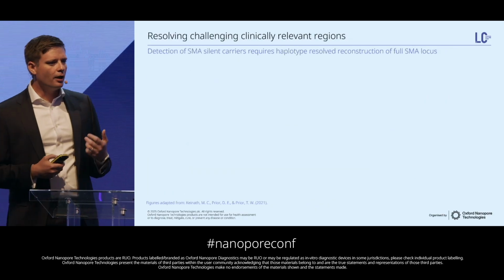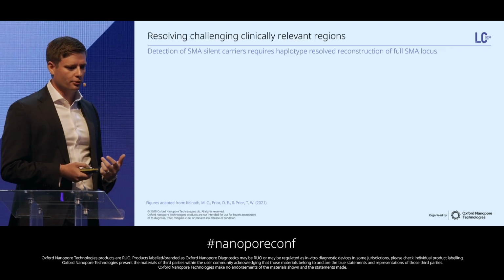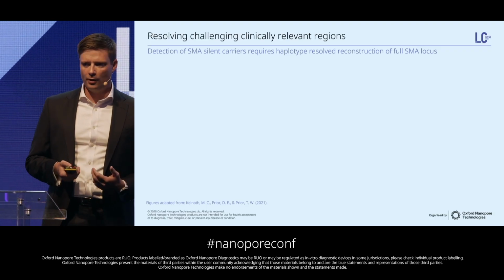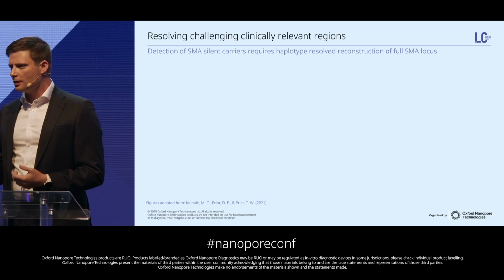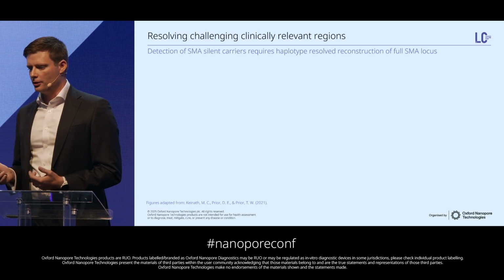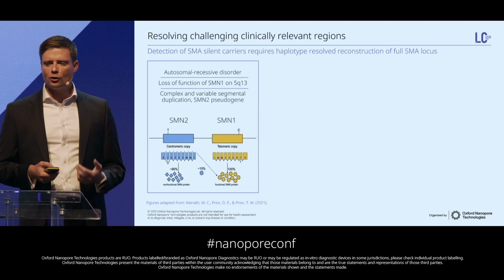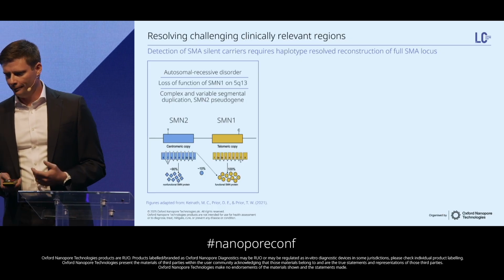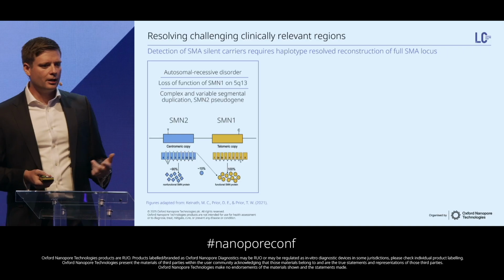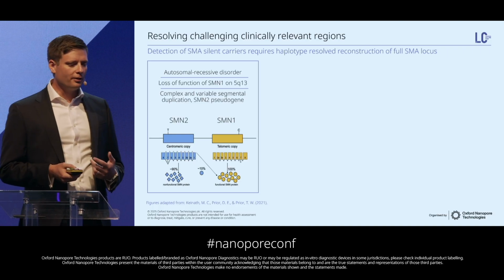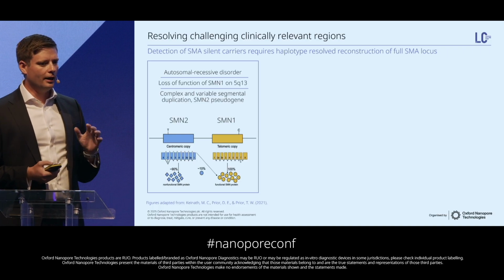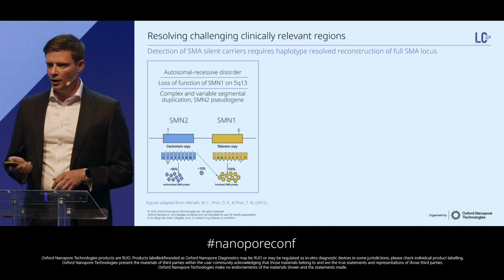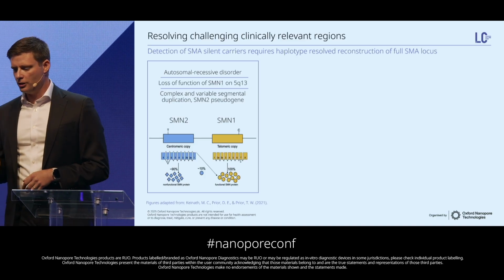Okay, turning to another example of a use for de novo assembly, resolving clinically relevant regions that are challenging with reference-based approaches. Specifically, we're looking at the SMA locus. So SMA is an autosomal recessive disorder caused by a loss of function of the SMN1 gene. Now, diagnosis and carrier screening is made challenging by the fact that this is a highly complex and highly variable segmental duplication in the human genome with a very closely related pseudogene, SMN2.